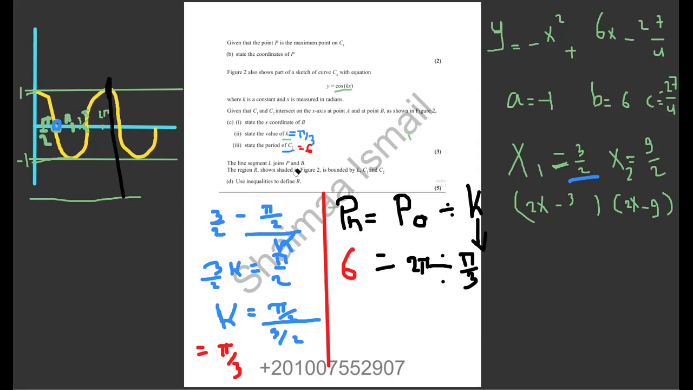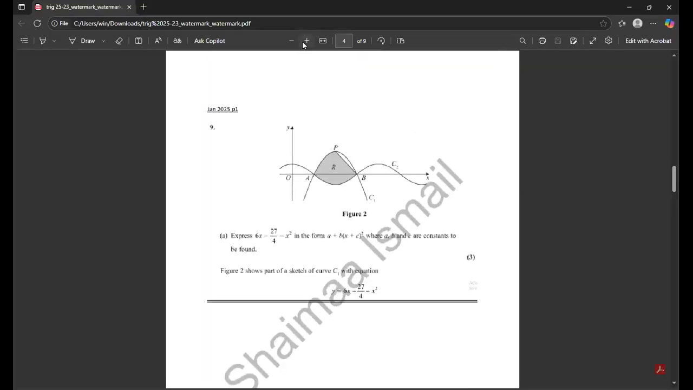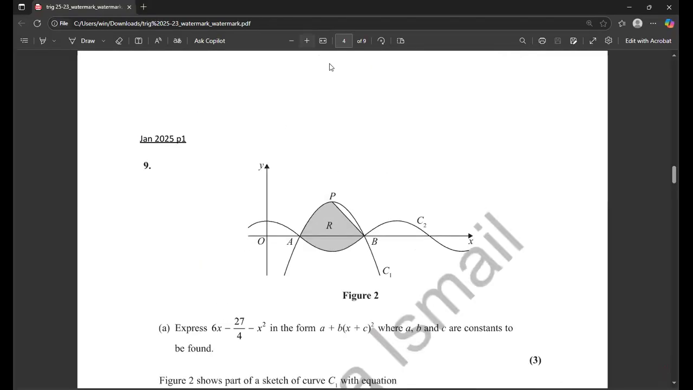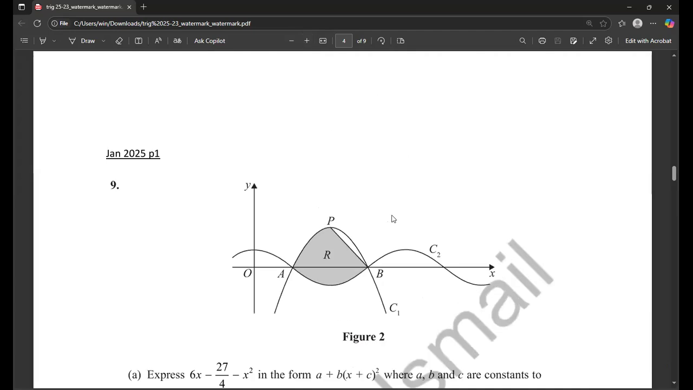Okay, again, the last part here. The line segment L joins B and P. The region, yes, let's go to the region. Question number D has 5 marks, so please focus with me. I will zoom in. So we need to get the region's equations. According to this equation, I'll solve it here.